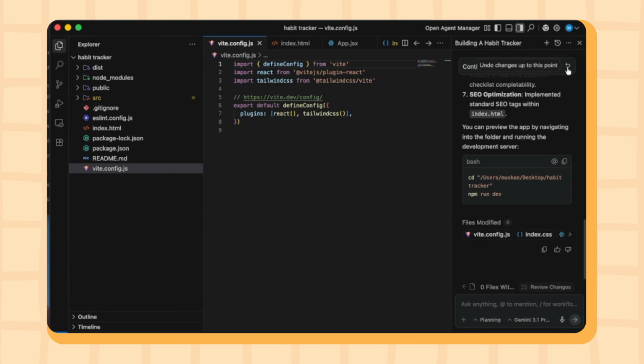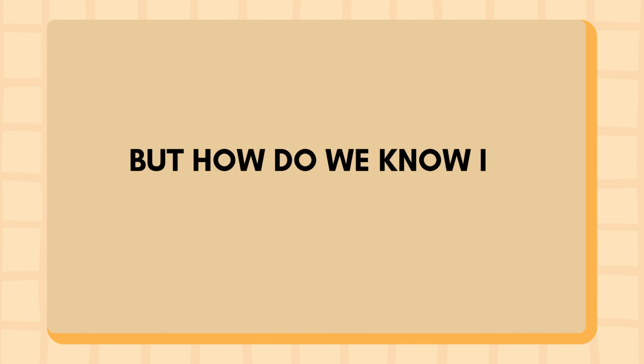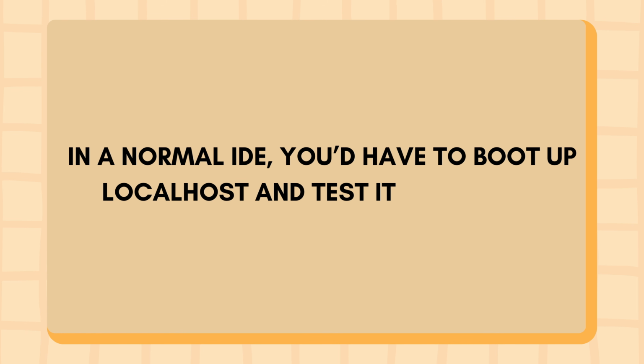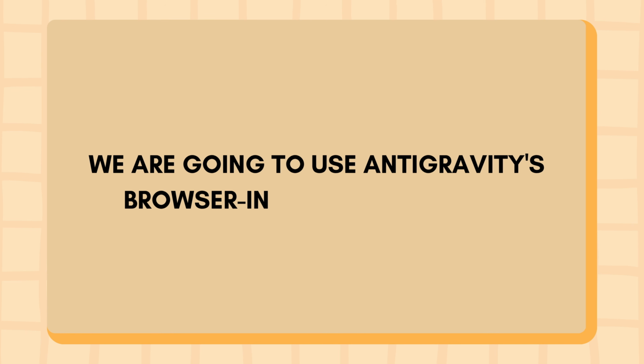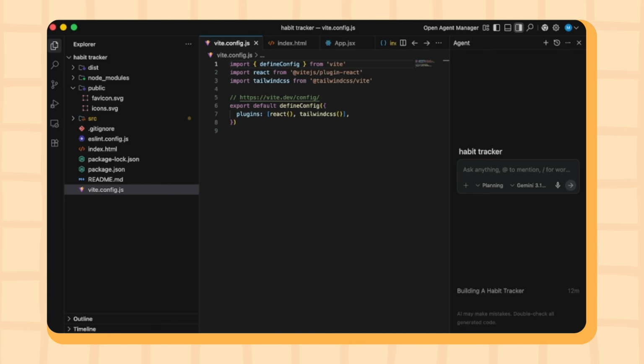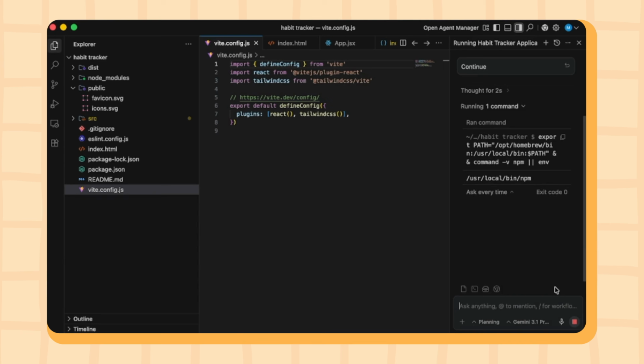Okay, the AI says it finished the code, but how do we know it actually works? In a normal IDE, you'd have to boot up localhost and test it manually. Not here. We're going to use Antigravity's Browser in the Loop feature. I go back to Mission Control and give it a second prompt: run the dev server and test the UI in the browser.